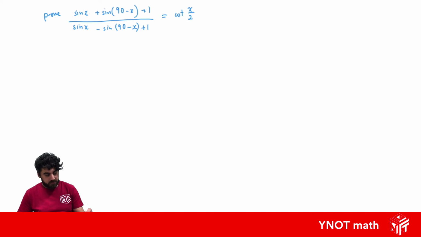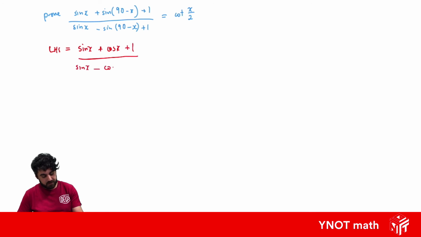There's a couple ways we could do this. We could use t formula because we have a half angle of this, but let's attempt it without t formula. So we're going to take our left hand side, and first let's change those sine of 90 minus x's because sine is complementary with cos, so we can rewrite this as sine x plus cos x plus 1 over sine x minus cos x plus 1. Sine of 90 minus x just equals cos x.